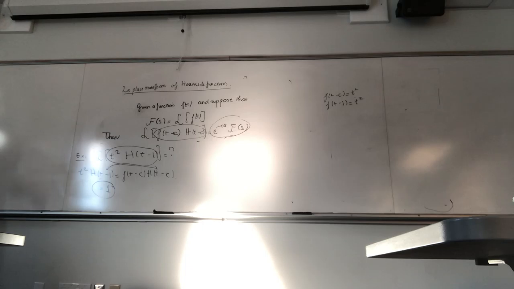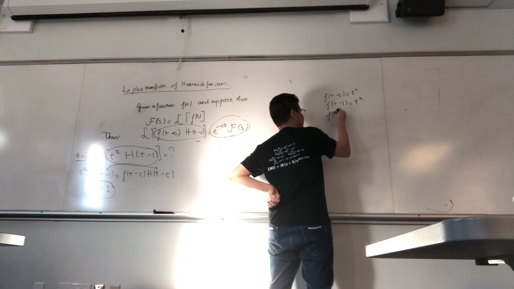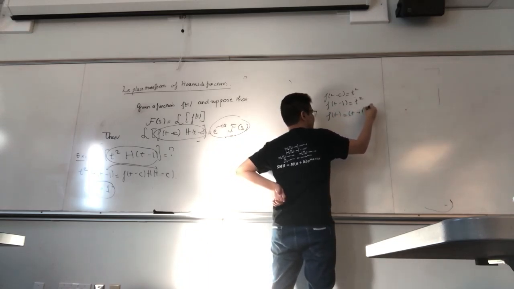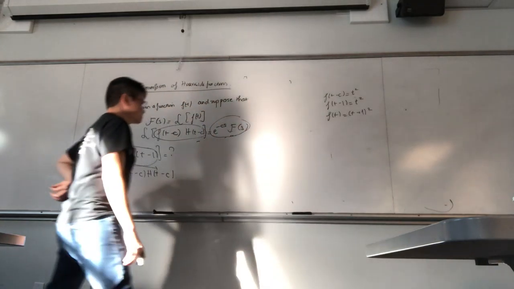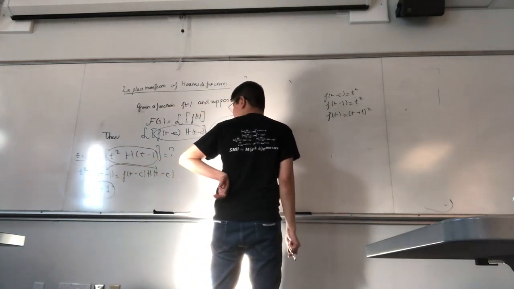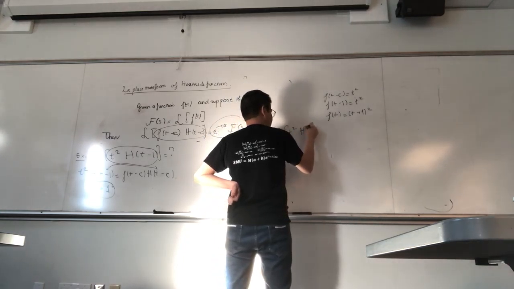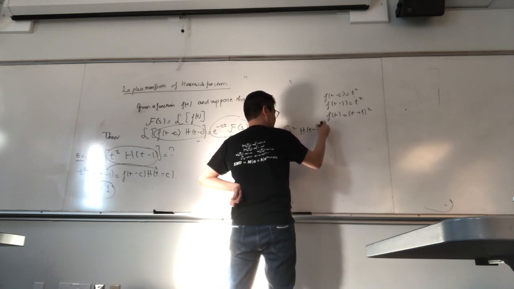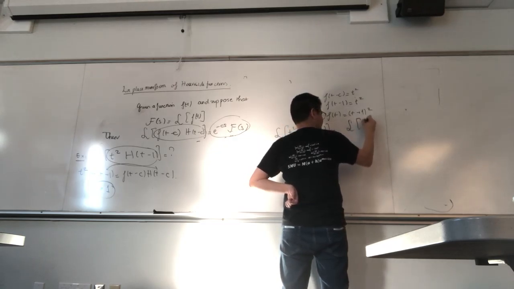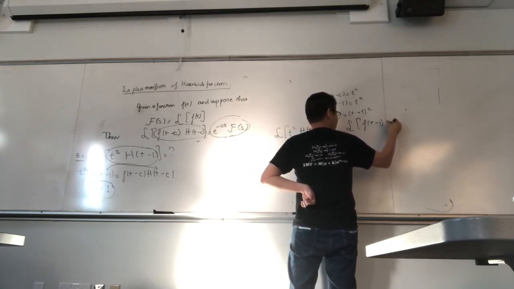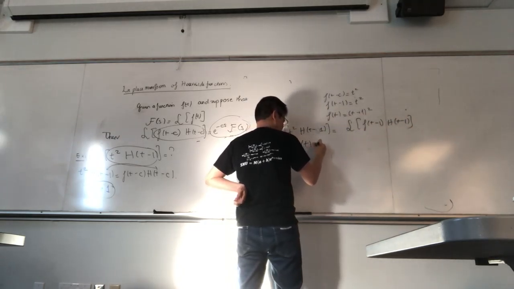f of t minus 1, yes? T squared plus 1? T plus 1 squared. Which means that f of t is t plus 1 squared. Right, so which means that the Laplace transform of t squared h of t minus 1 will be the Laplace transform of f of t minus 1, h of t minus 1, with f of t to be t plus 1 squared.